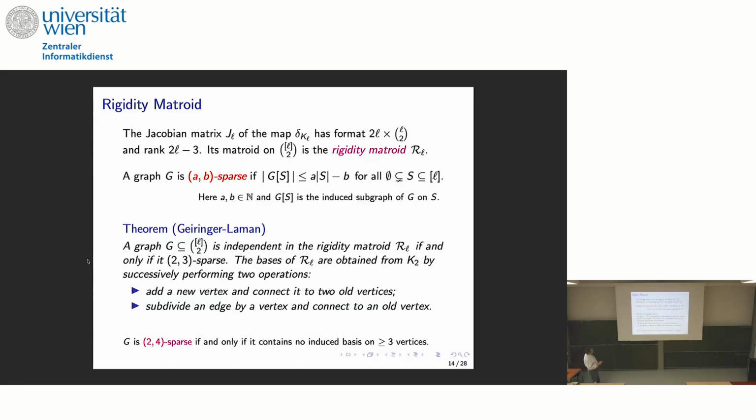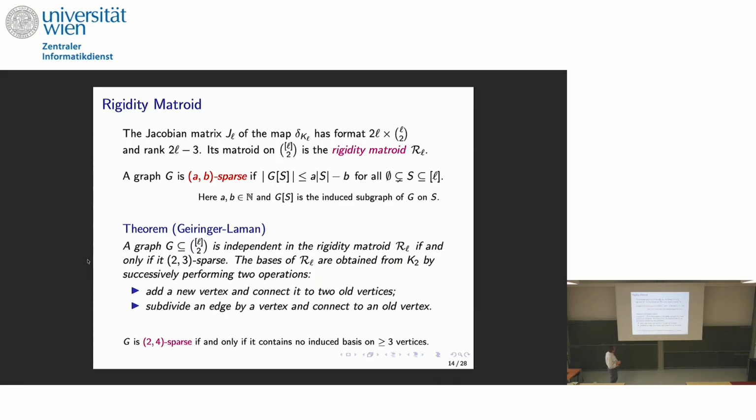One more, so I'm going to have some technical definitions. I'm going to say a graph is (a,b)-sparse if for every non-empty subset of the vertices, the induced subgraph doesn't have too many edges, namely at most a times the number of vertices minus b. So this theorem, the Geiringer-Laman theorem, summarizes everything we need to know about the combinatorics of this situation.